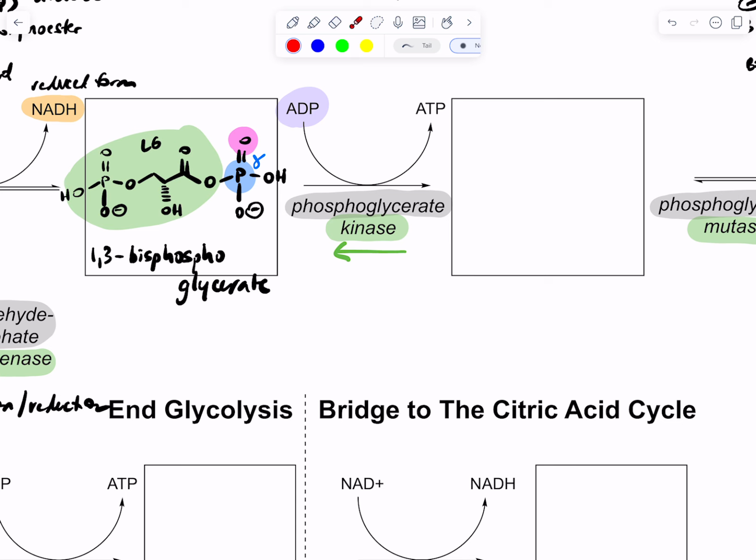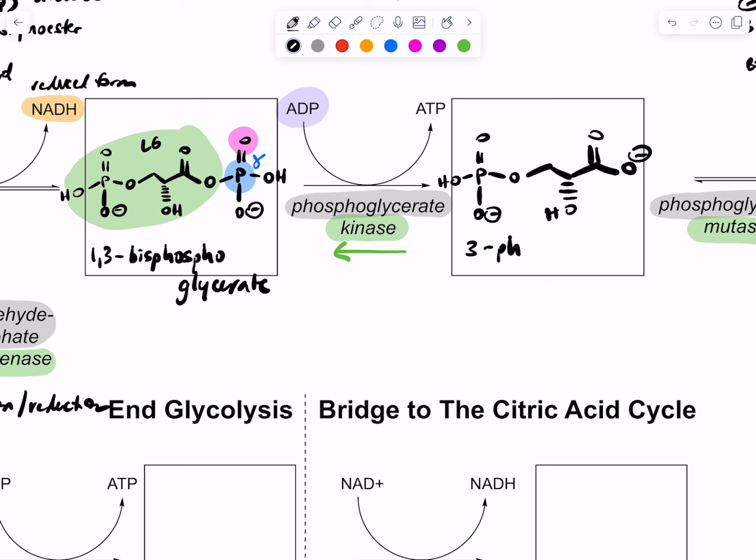So there's ATP, and then what's left is just this molecule, which is called 3-phosphoglycerate. So phosphoglycerate kinase can run in this backwards reaction. That would involve transfer of a phosphate group, the gamma phosphate group from ATP, to the carboxylate oxygen to make this acyl phosphate.